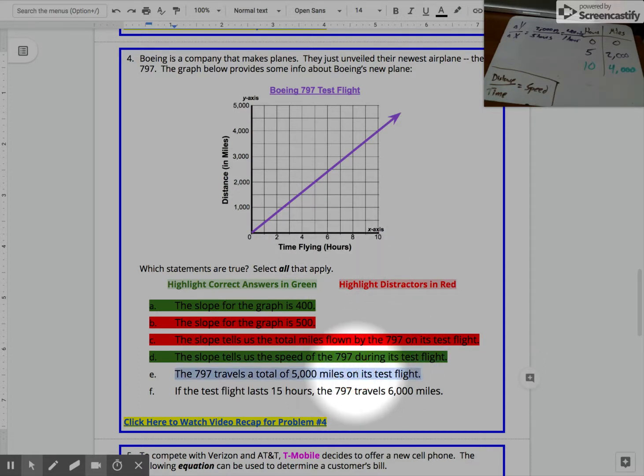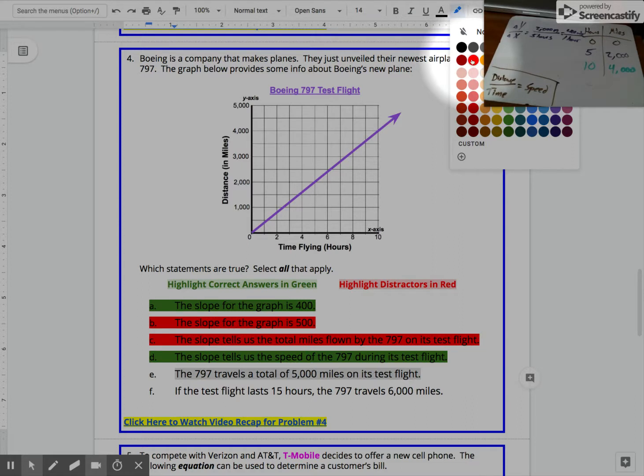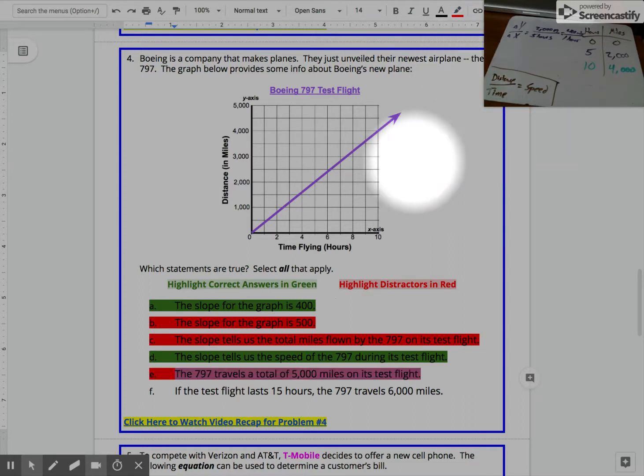It says the 797 travels a total of 5,000 miles. We see this graph tops out at 5,000. That doesn't mean the plane is going to stop at 5,000 miles. We have to know how many hours it goes for. The line suggests it's going to keep going for quite a while on this test flight before it reaches its maximum distance. So we don't know the test flight's max distance yet.